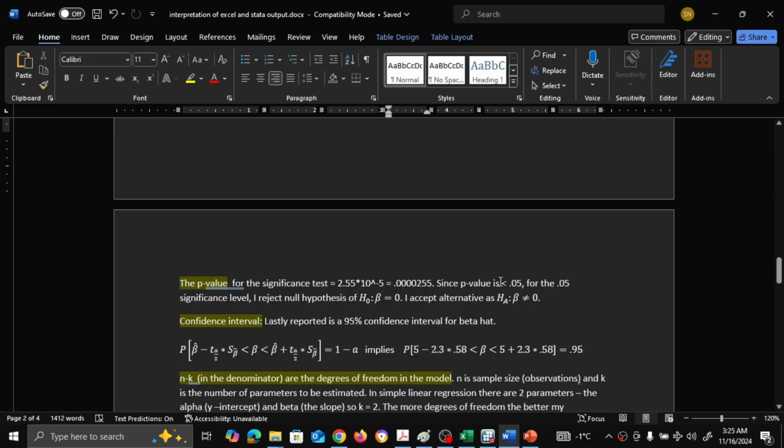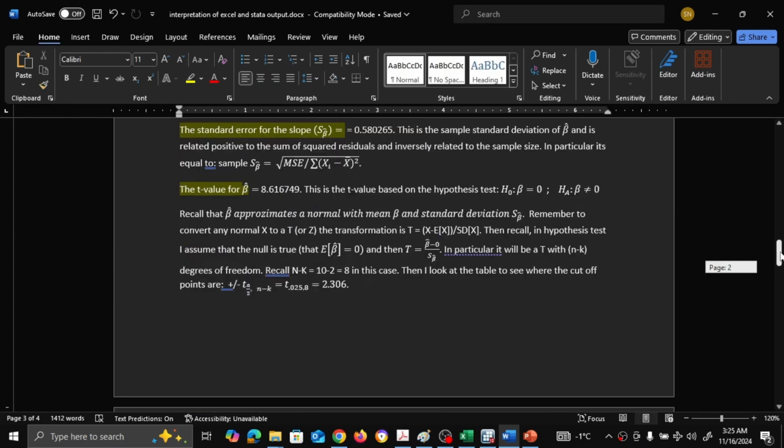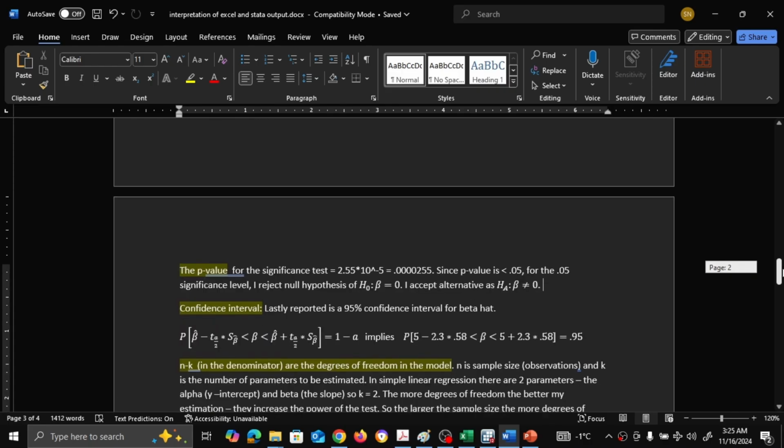Okay. Since the p-value is less than 0.05, which is the significance level, and this is like our standard, right? For the 0.05 significance level, I'm going to reject the null hypothesis that b is equal to 0. I accept the alternative. And what does this mean? That means, yes, I conclude that there is a relationship between the variables, a significant relationship between the variables, you can say. And if you want to be very technical, you can say statistically significant relationship between the variables. Statistically significant, not just significant, okay? You should add this word statistically significant.